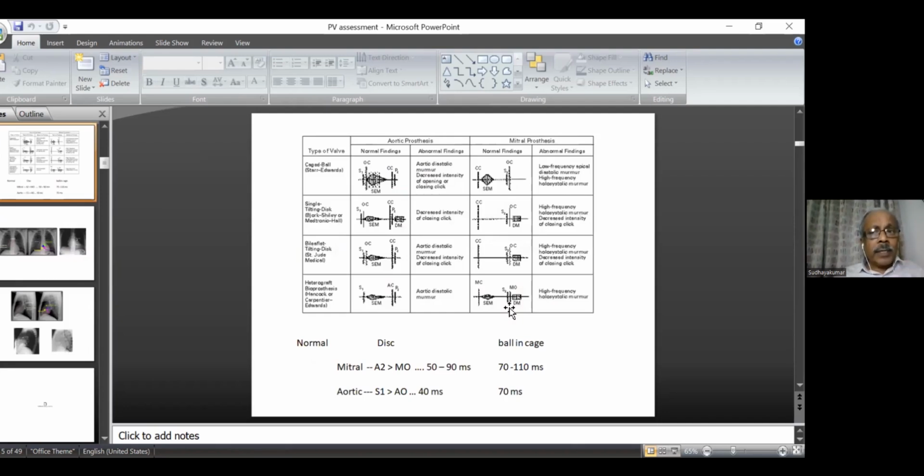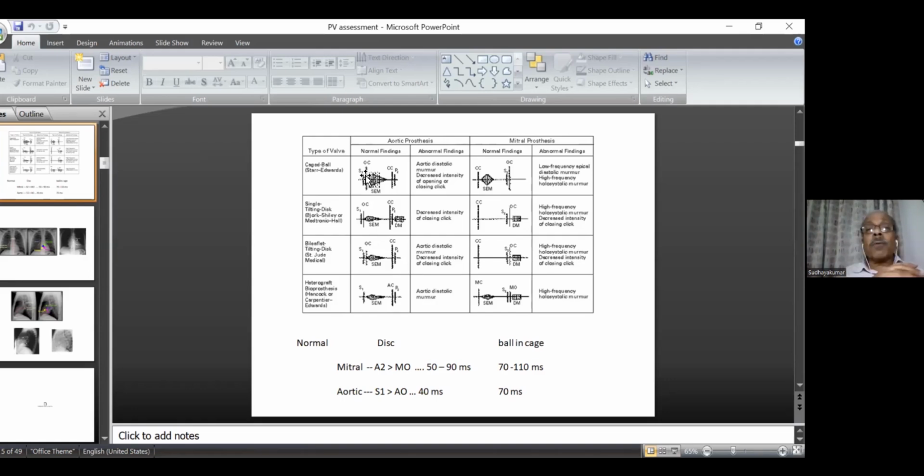I will not go into the details. Normal and abnormal. Normal caged ball prosthesis is seldom put nowadays, but you may see a patient who had undergone the Starr-Edwards procedure years back. There, the opening sound is purely metallic, or purely prosthetic valve generated. Whereas the closing sound is contributed by the prosthetic valve plus the native valve. So it will not be that loud and sharp. So the opening click will be louder and sharper in caged ball prostheses.